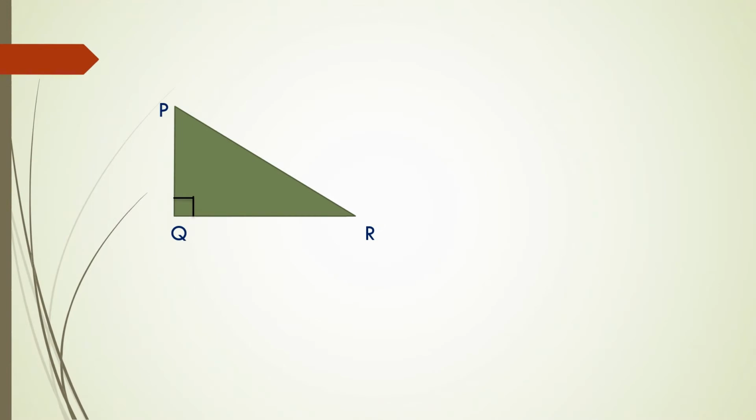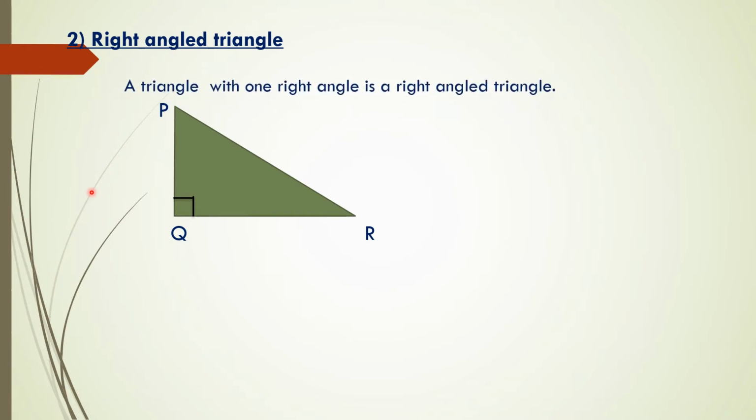And the second triangle name is right angle triangle. A triangle with one right angle is a right angle triangle. In triangle PQR, angle Q is 90 degrees and angle P and angle R are acute angles.